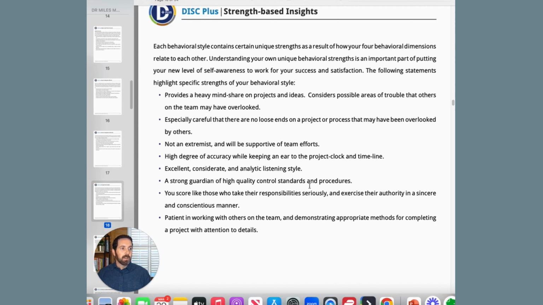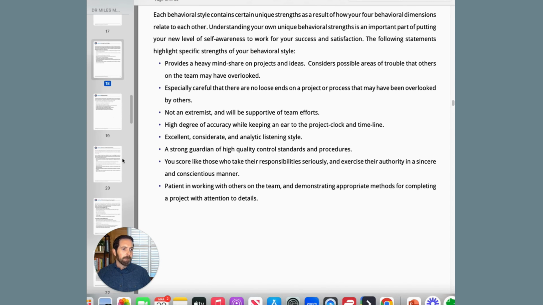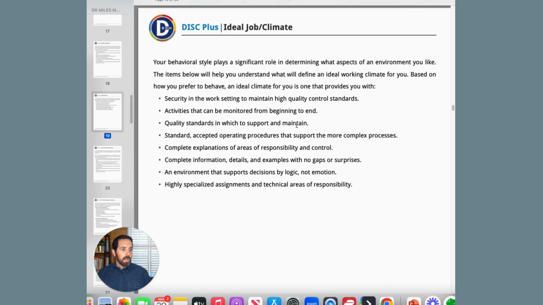Strength-based insights. Obviously, this is great to share with the team, share with the leadership above you, share with people that are important to you. Ideal job climate. Again, you want to know this because you want to make sure you're making those decisions for yourself.